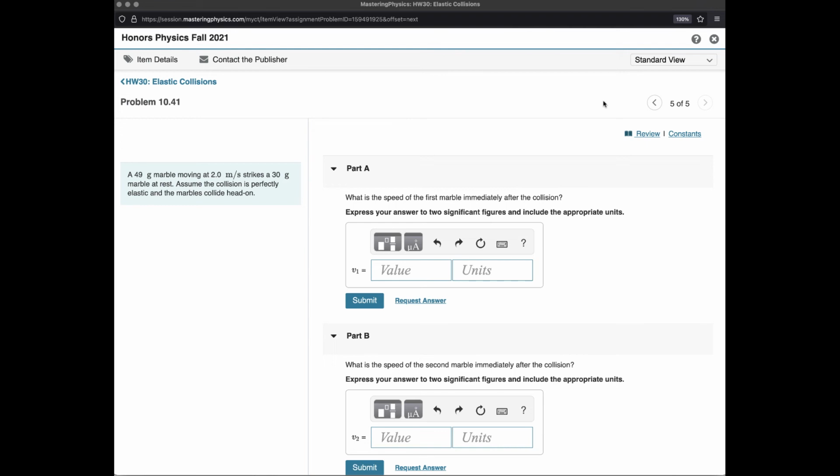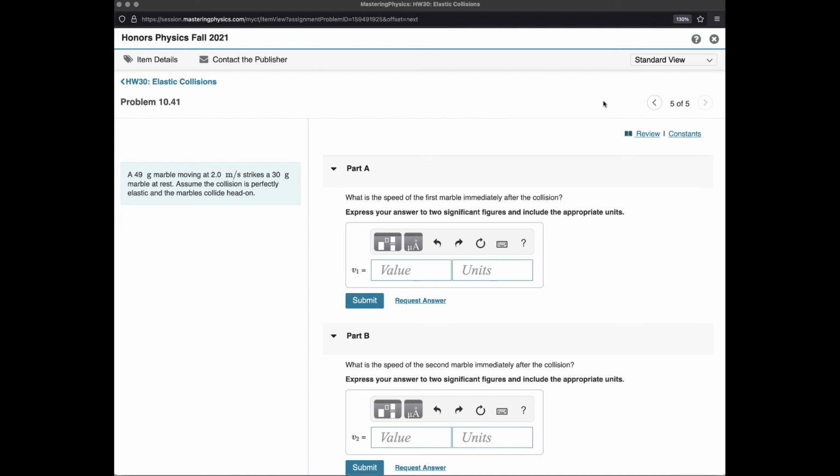Last problem of homework in honors physics. Congratulations. A 49-gram marble, be sure to convert to kilograms, as in the previous problem. A 49-gram marble is 0.049 kilograms, moving at 2 meters per second, strikes a 0.03 kilogram marble at rest. Assume that the collision is perfectly elastic and the marbles collide head-on. What is the speed of the first marble immediately after collision? What is the speed of the second marble immediately after collision?